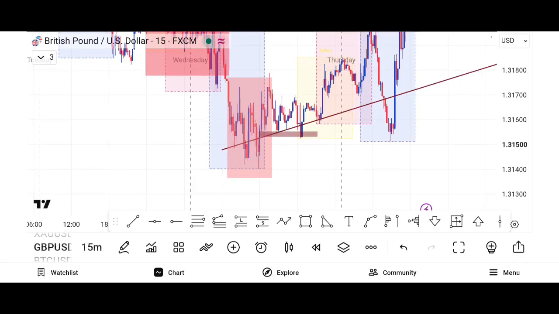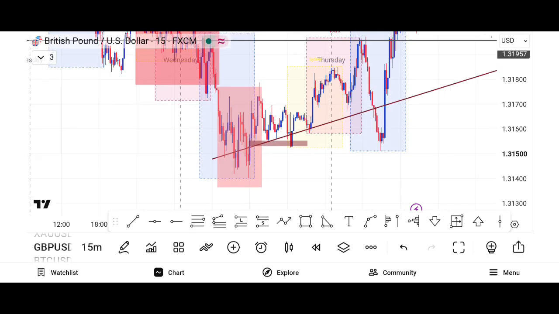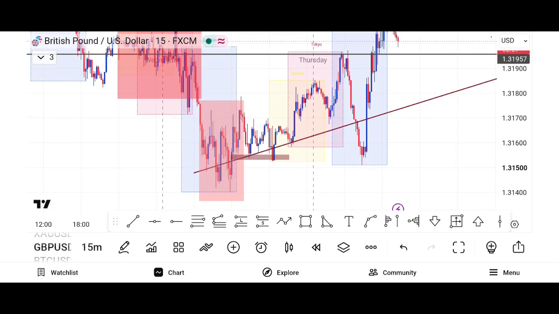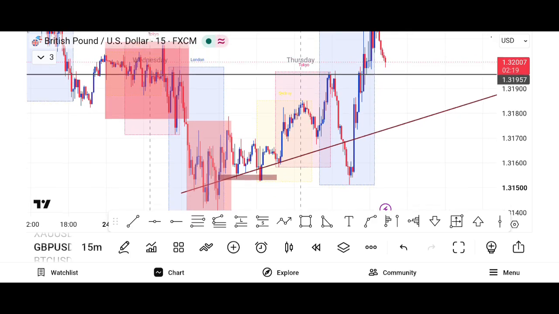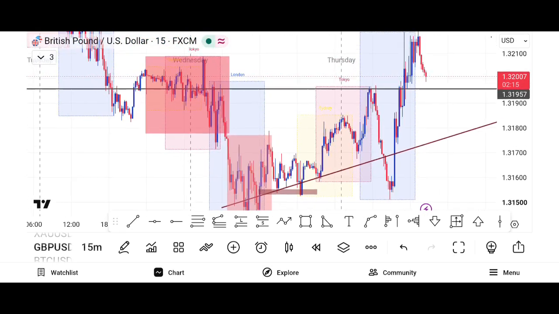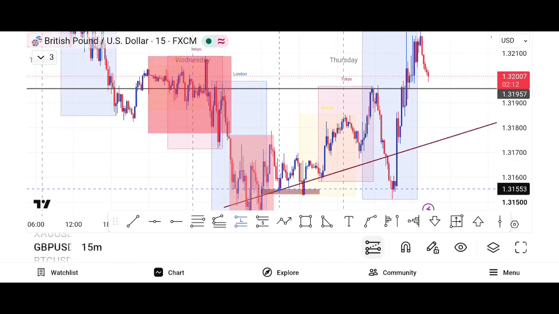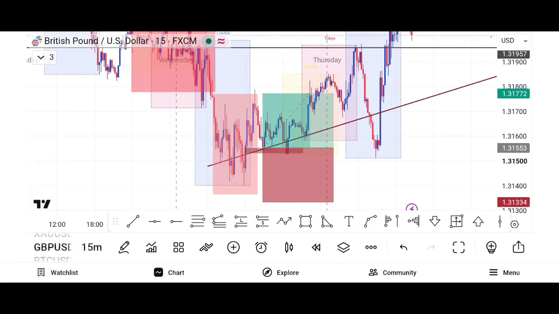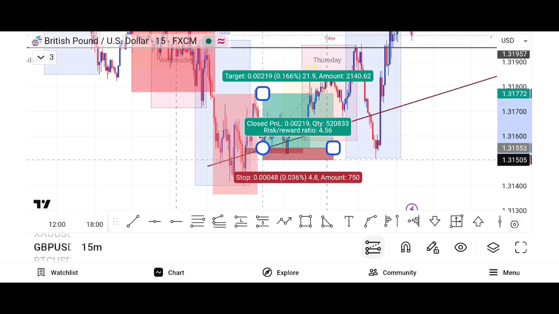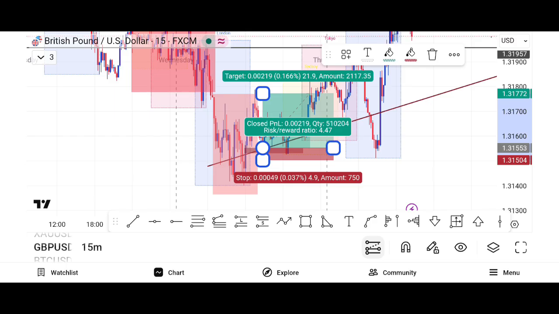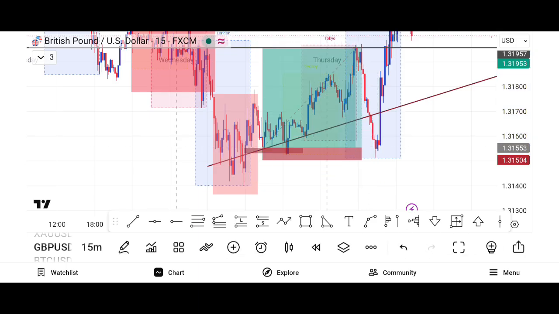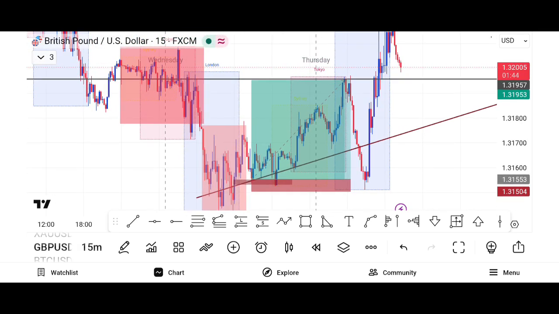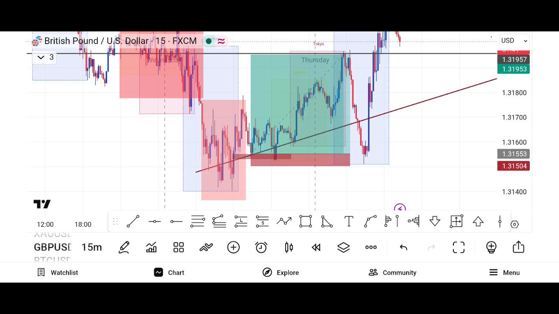So after the manipulation was over, yesterday I put my entry right here, right on the fair value gap, and made a risk to reward of 1:2, 1:3 perhaps. I put my box right here, and I made a small stop loss because I was 100% sure that the market would be going up to that level. That's one reason: the accumulation, manipulation, and this one here is going for a distribution.